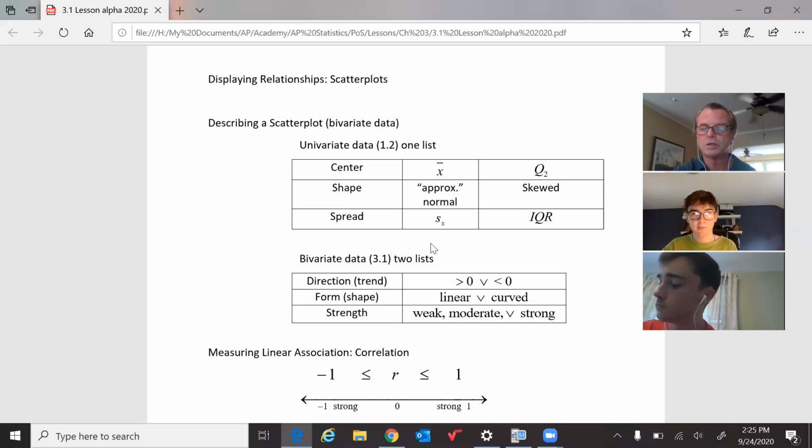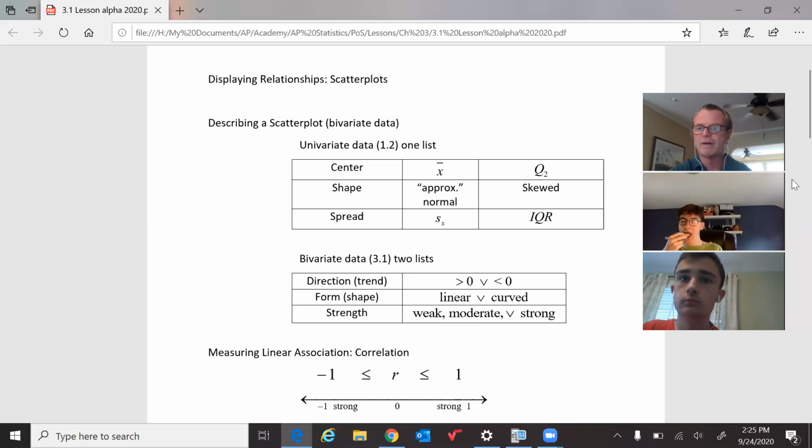All right? So you have two lists. The prompt is describe. Trend, shape, strength. All right? And you don't have to name them. You can just say positive, linear, moderate. That would be the answer. Any energy you spend writing a paragraph is not helpful.